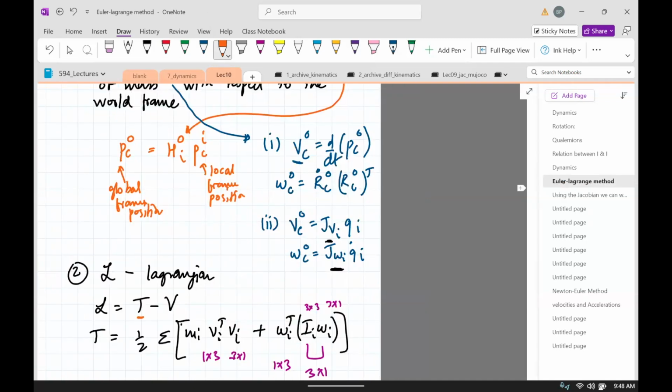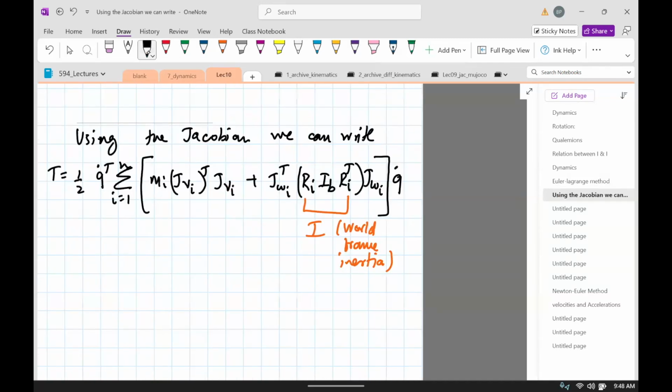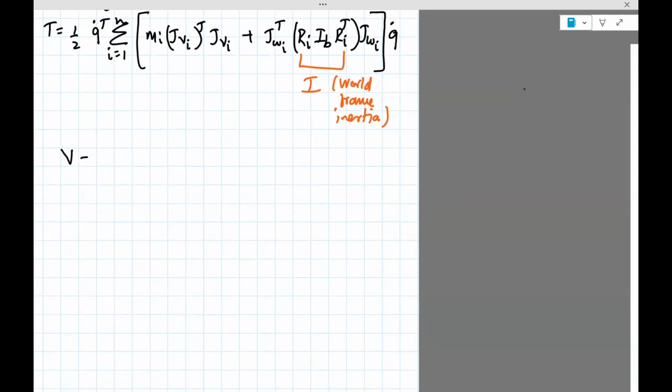This is the T. What about V? V is the potential energy. It's written as summation i equals 1 all the way to n of mi g, and I'm assuming that gravity is in the Z direction. So that will have to change depending on how you set it up. Sometimes for planar manipulators, you put it in the Y direction. So just be mindful of that. So you need to put Z of the center of mass in the world frame.